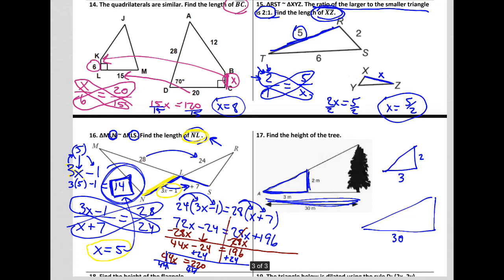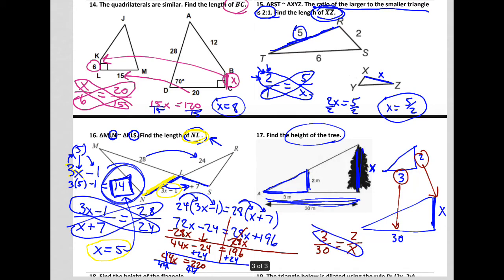And we are looking for the height of the tree, so that should tell you your x is going to go where the tree is. Well, in this case, that's our right side of our big triangle. And now hopefully you have enough to set it up. So I'm going to do small over big, just because you don't have to. You could do big over small. Just make sure your fractions are consistent. So I'm going to do small over big for the second one, because order matters.